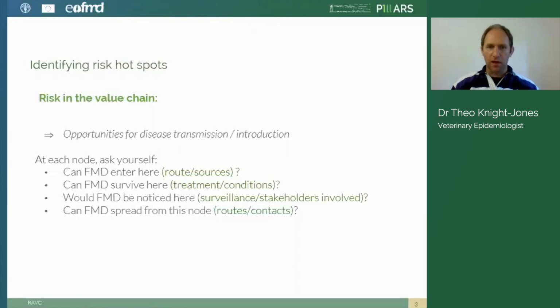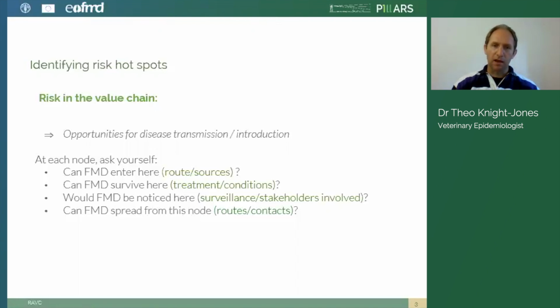Will the virus survive here? It could be, if we're considering an animal product, that part of the processing of that product would inactivate it and reduce risk without us doing anything in addition. Would foot and mouth disease be noticed here? So is there a risk of it spreading unnoticed, or is it going to be controlled by processes already there? So this could be, for example, in certain livestock, such as sheep, they display fewer clinical signs, so there's a greater risk of foot and mouth disease spreading or existing unnoticed.